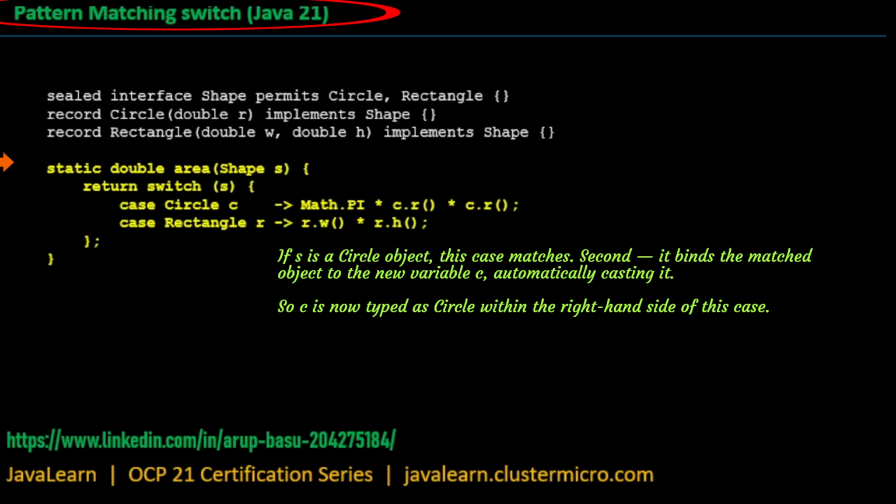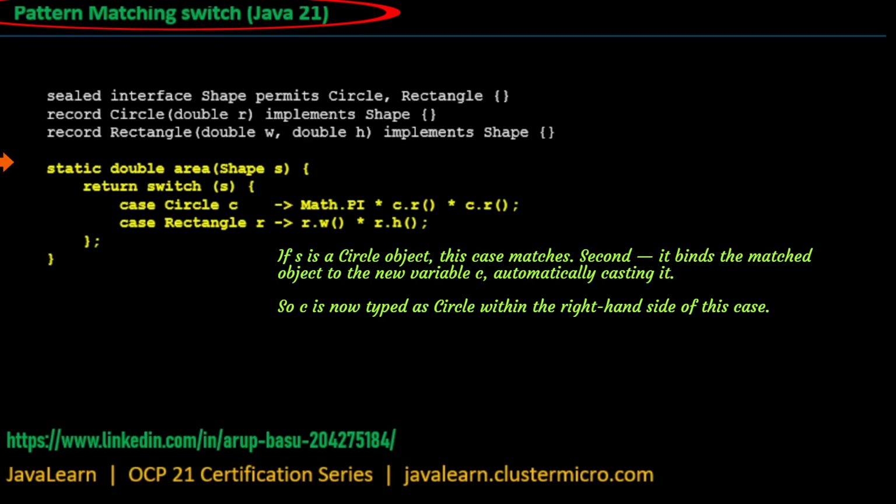So once we have c as Circle, we can call c.r() to get the radius, the auto-generated record getter. Then we compute pi times r squared for the area of a circle. So note that there is no explicit instanceof check here, right? No explicit cast to Circle. The pattern does both in one clean expression, okay?